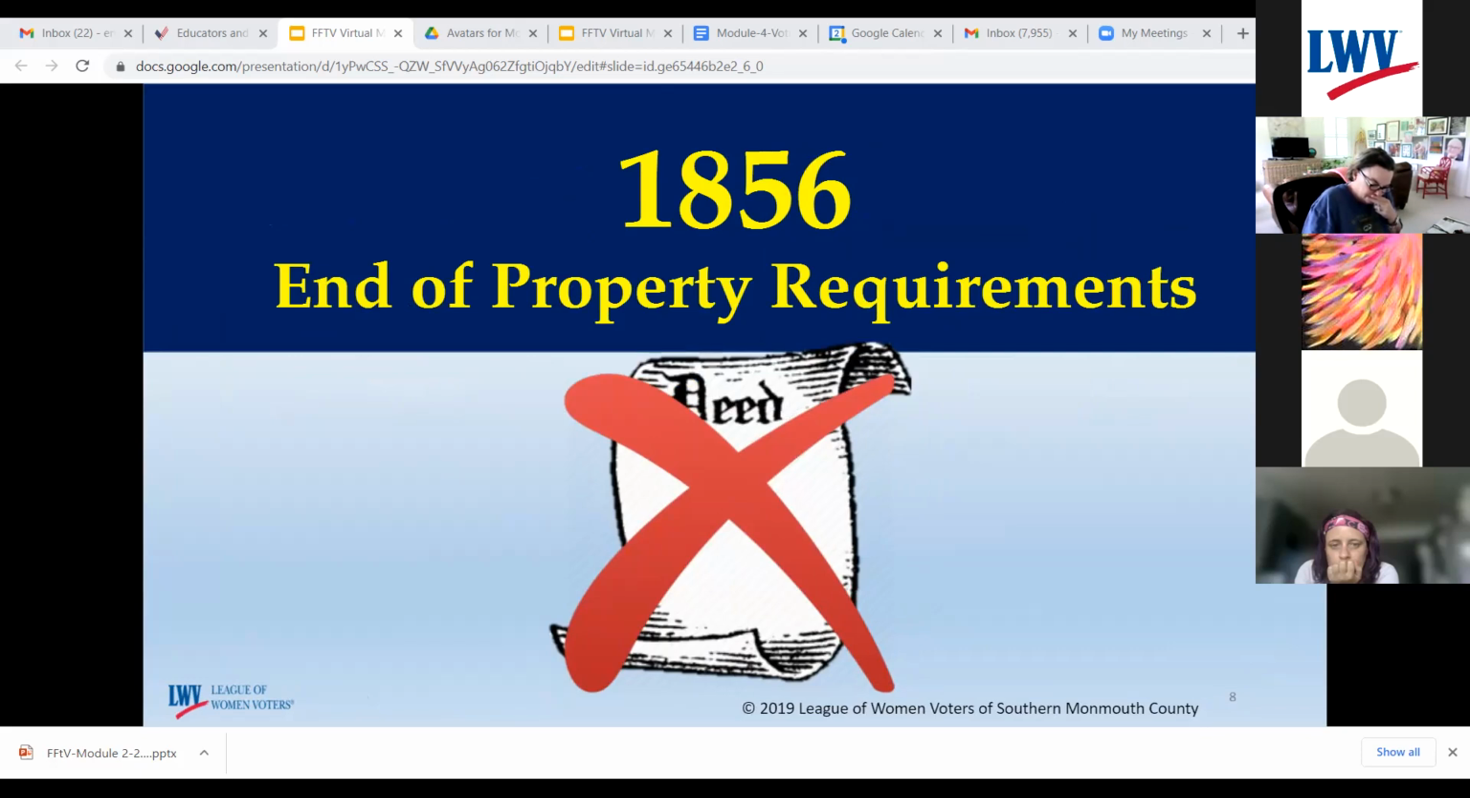Okay, but let's move on 60 years or so to 1856. The country expanded west. And at this point in time, they went from 13 states to what are now 32 states.